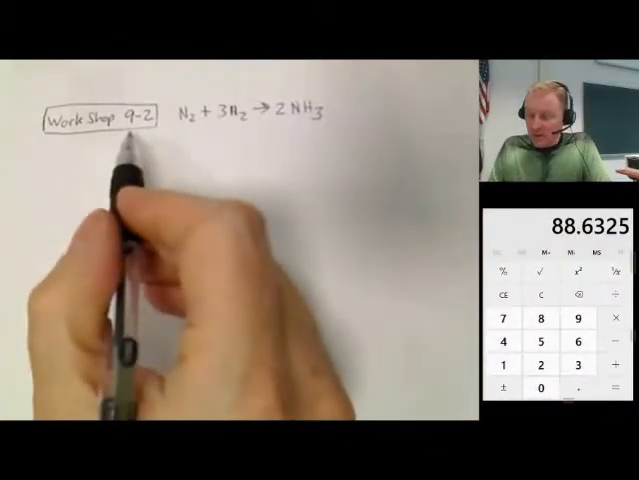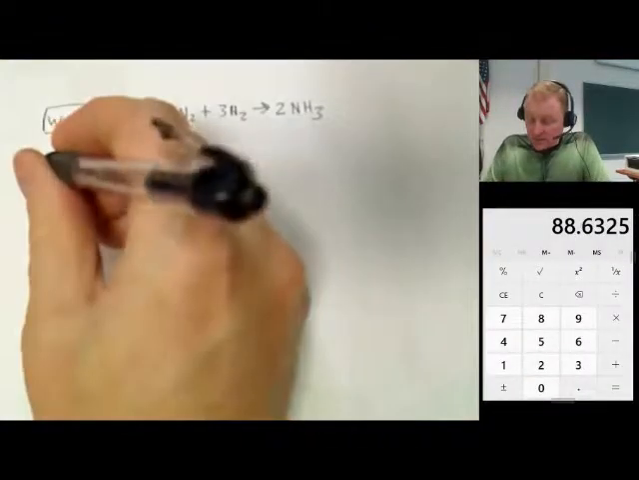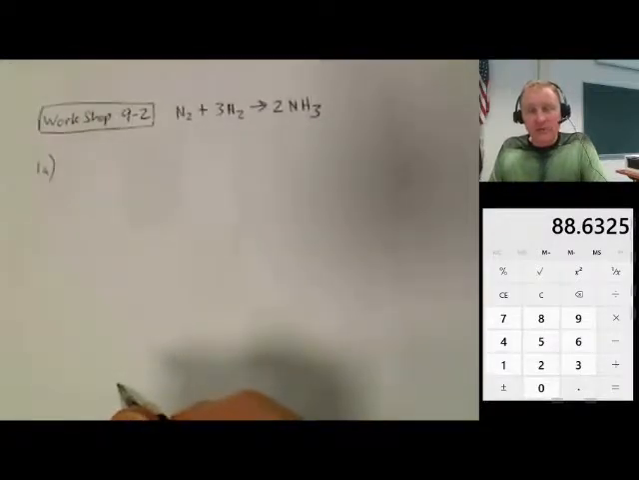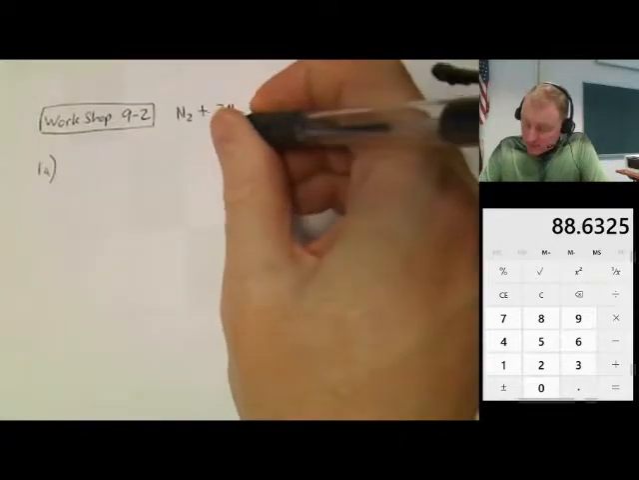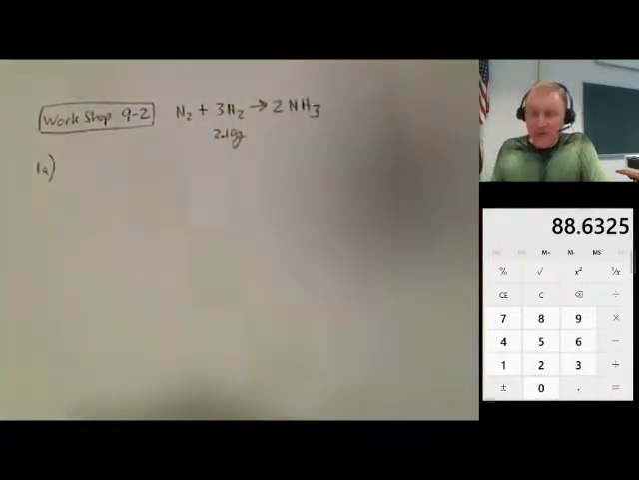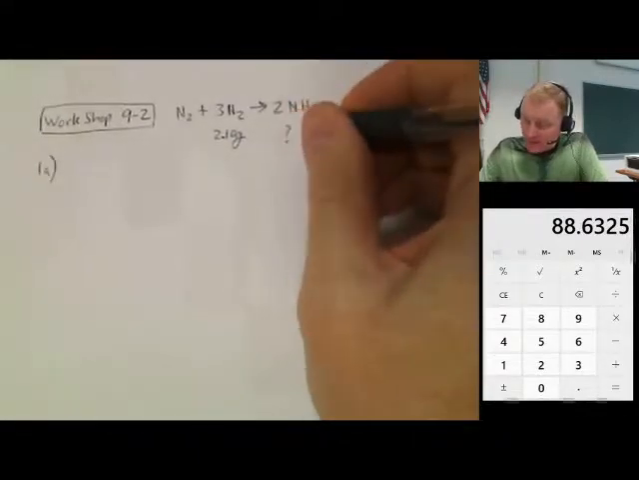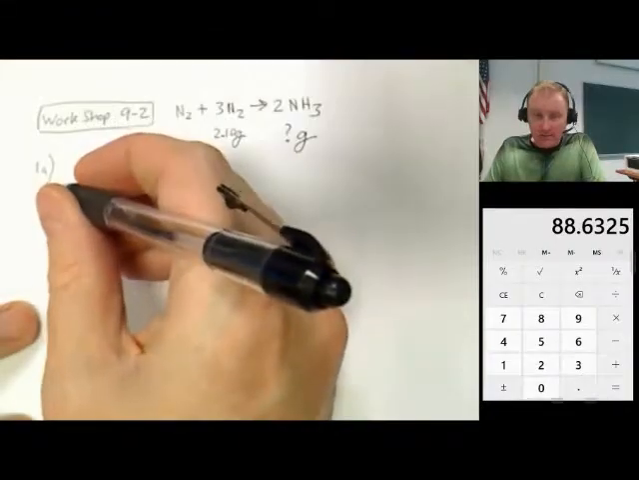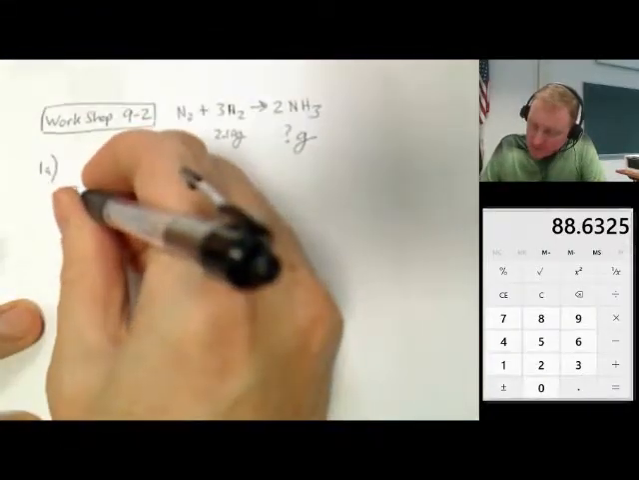So we're going to do workshop 9.2, and the first question, 1A, is if we have this formula here, the question is we have 2.10 grams of hydrogen, and I want to know how many grams of ammonia will be produced. So how many grams of ammonia are going to be produced? So let's set this up here.